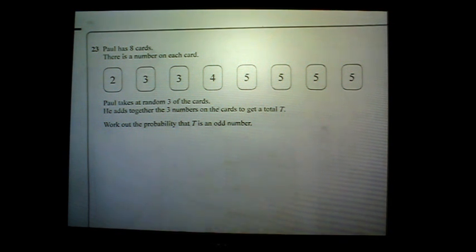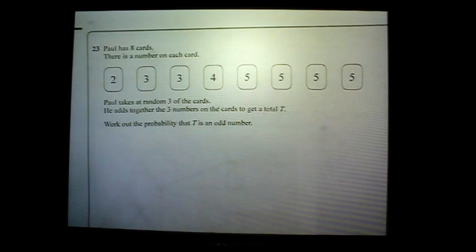So if he's taken 3 at random, he's not going to replace them. For example, if he takes a 2 first of all, he can't take another 2 because there's only one of them there. He adds together the total of the 3 numbers to get a total t. So what is the probability that t is an odd number? What it's saying is if he picks up 3 cards at random, what's the probability it's going to be odd?